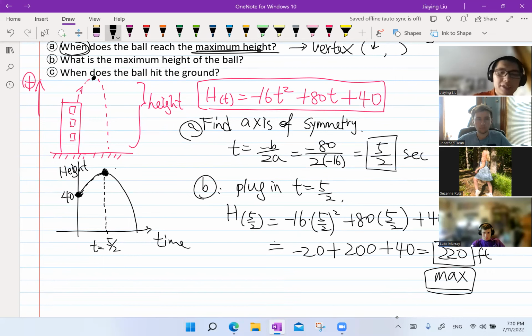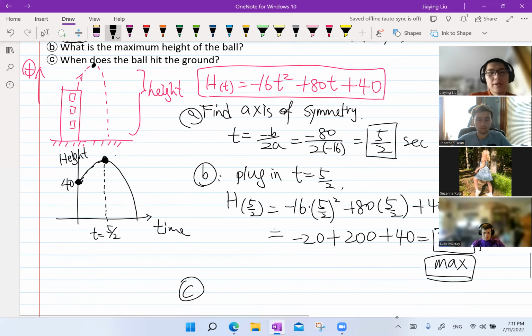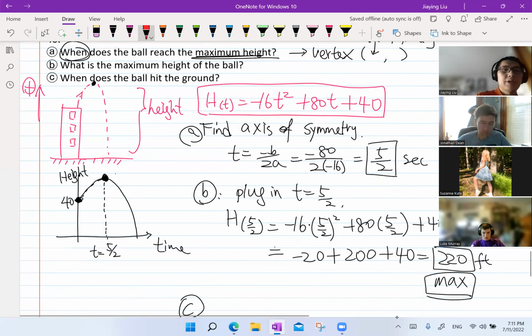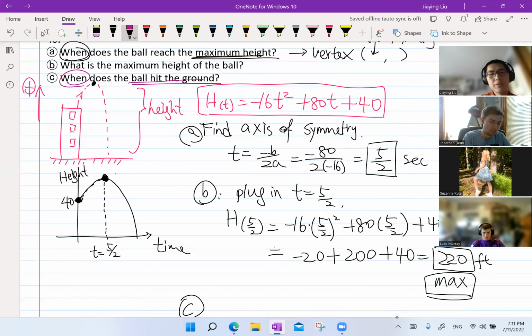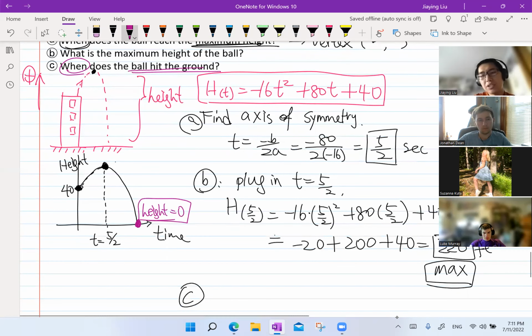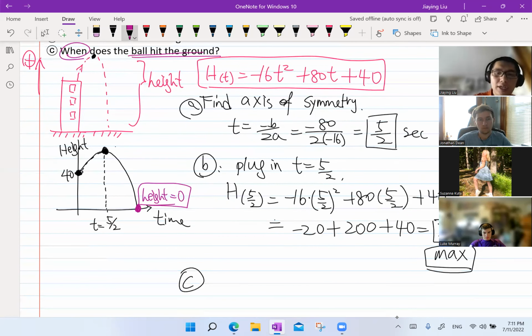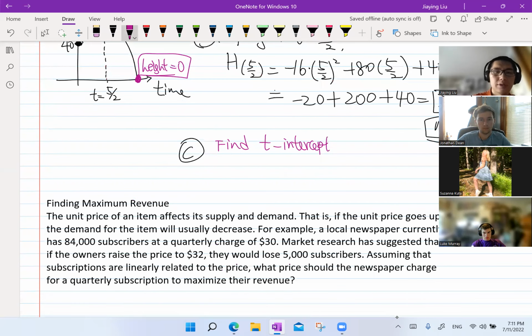And C says, when does the ball hit the ground? There's another question. It says, when does the ball hit the ground? Well, if the ball touches the ground, what is the height? When the ball is touching the ground, at this point the height equals zero, which means the y value equals zero. We're looking for the x-intercept, basically. In this case, the t-intercept. So find the t-intercept, all the x-intercepts, if we're familiar with the terms.